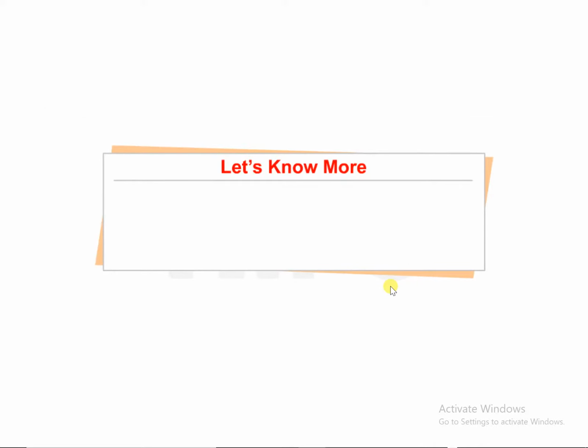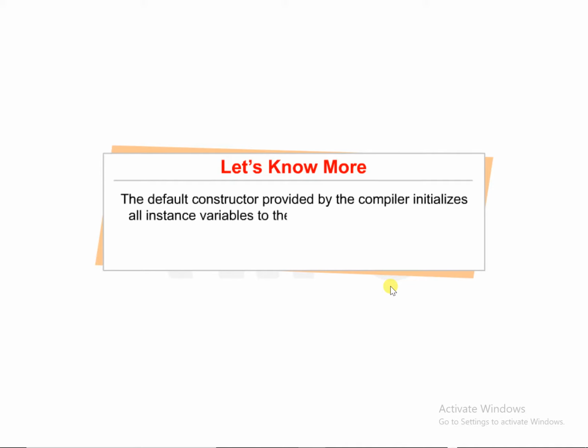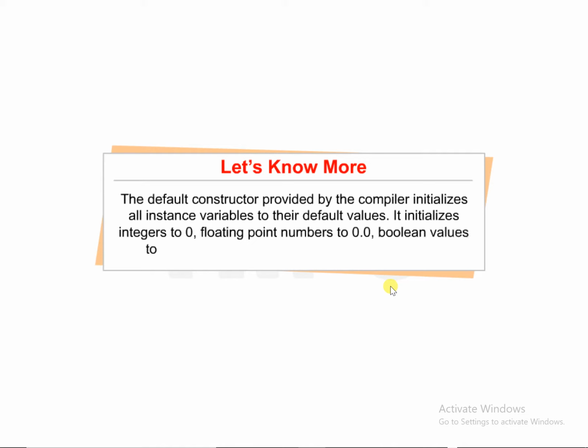Students, let us know more. The default constructor provided by the compiler initializes all instance variables to their default values. It initializes integers to 0, floating point numbers to 0.0, Boolean values to false, objects to null, chars, and strings to blank.